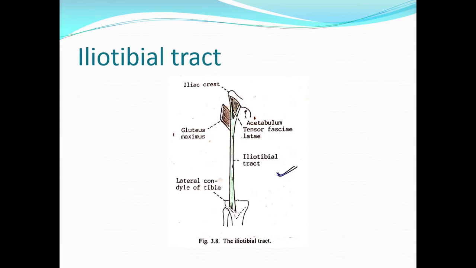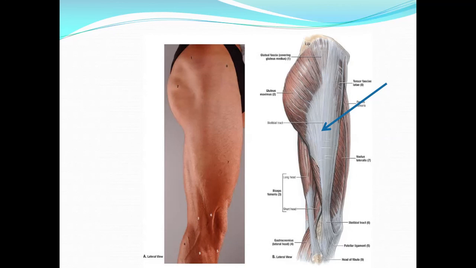Another importance is that since it is attached around the knee joint and hip joint, it helps in extension and partial flexion in running and walking. So this is the iliotibial tract showing attachment of two muscles, gluteus maximus and tensor fascia lata.